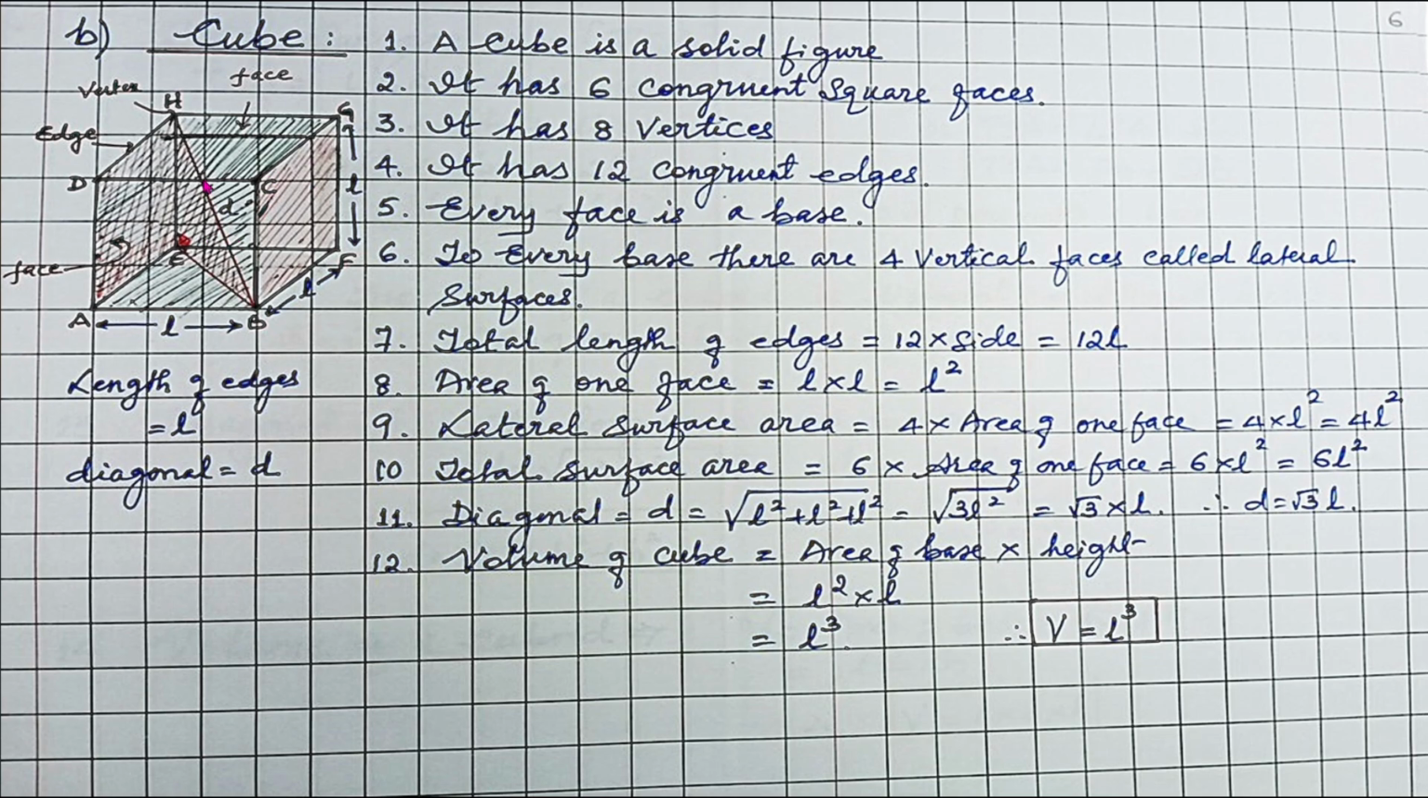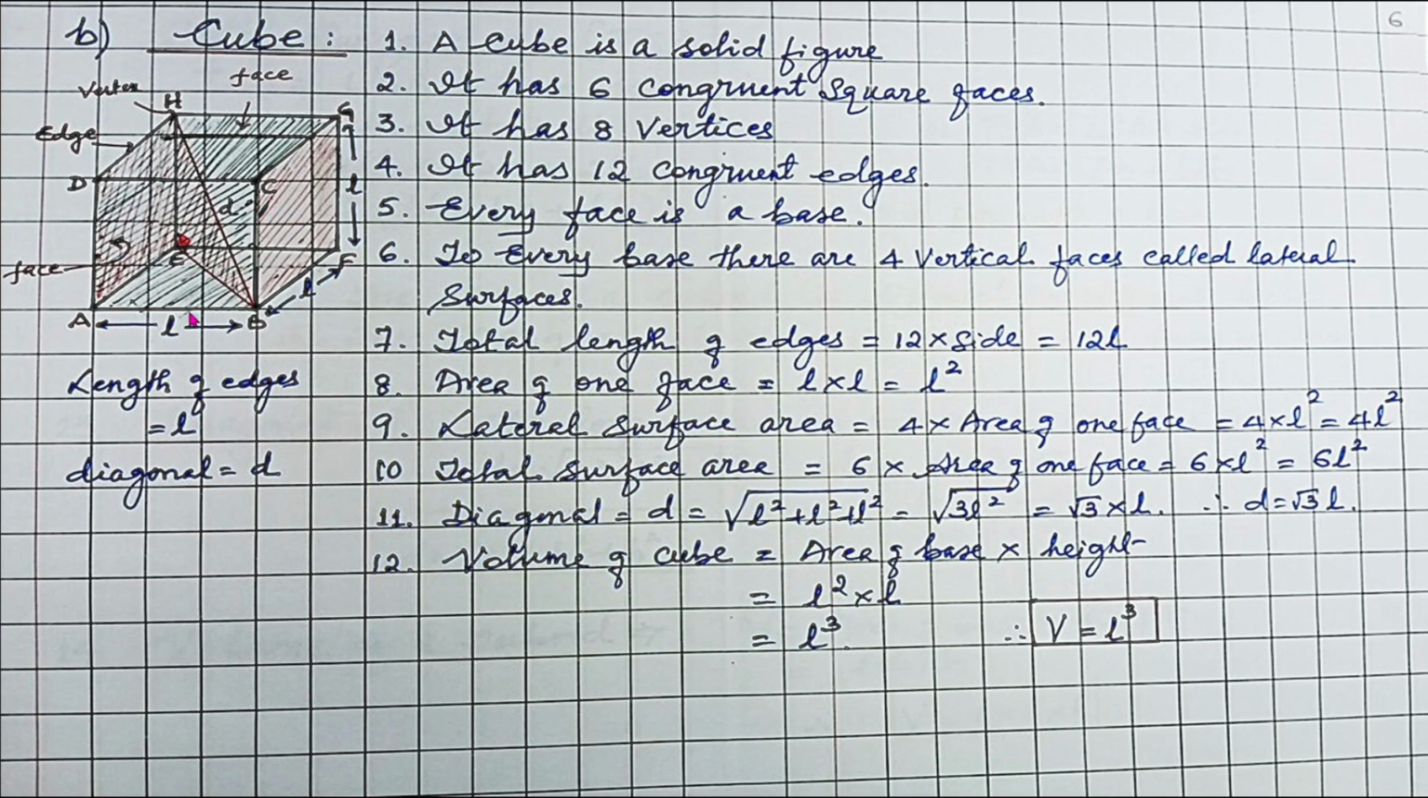A cube is a solid figure. It has 6 congruent square faces. Please remember this. It has 8 vertices and 12 congruent edges. Every face is a base. To every base there are 4 vertical faces called lateral surfaces, and the total length of the edges is 12 into side, that is 12L, because L is taken as the dimension of one side. And for the lateral surface area, we have to add the areas of 4 squares here.